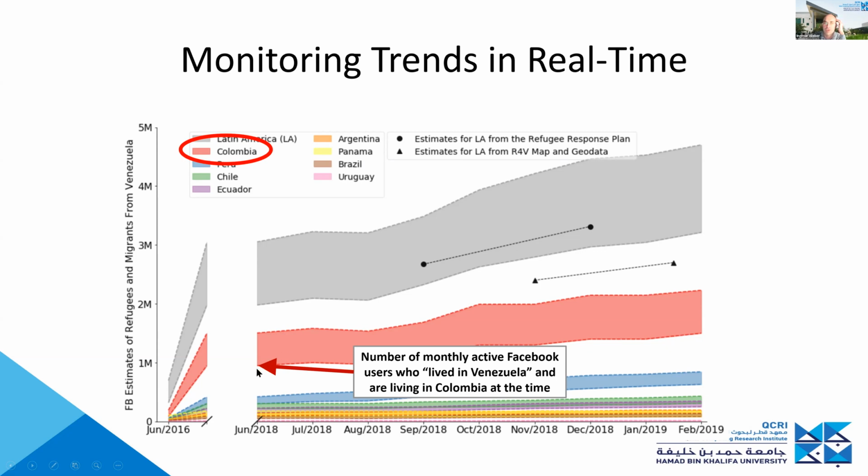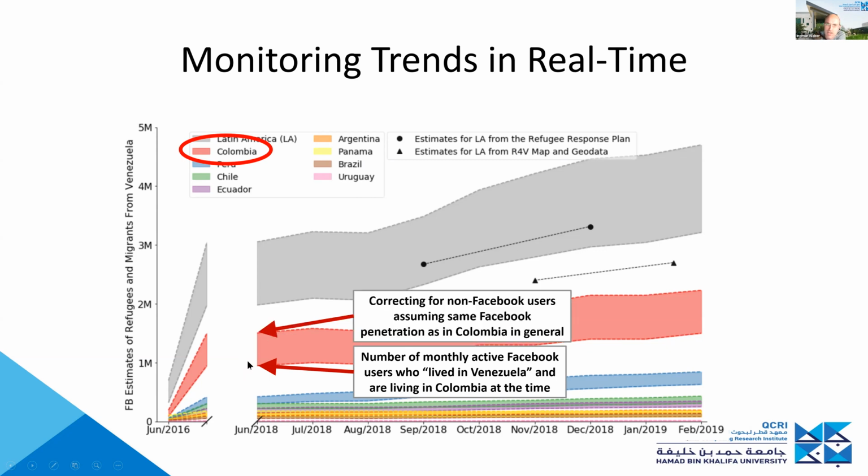But as I mentioned before, not everybody is on Facebook, right? This is assuming there are no false positives, which is of course also an option. But if for now we assume there are no false positives, then this is a lower bound, because the non-Facebook users are basically missing. So we try to correct for this by making a big assumption. This is just an assumption, where we assume that the Facebook penetration among the migrants is the same as in the host country.